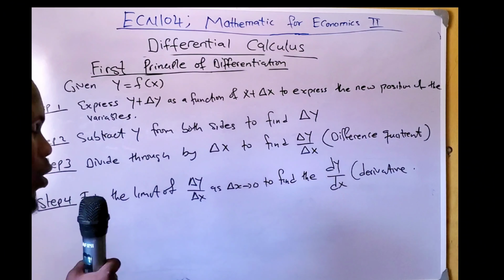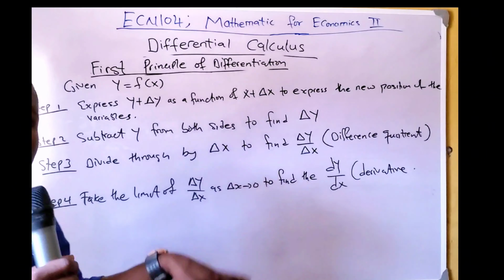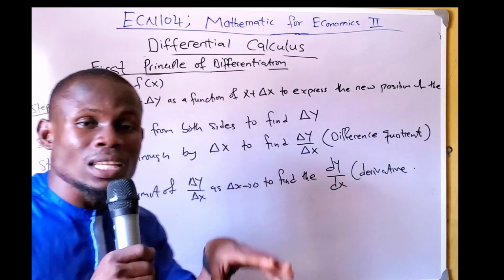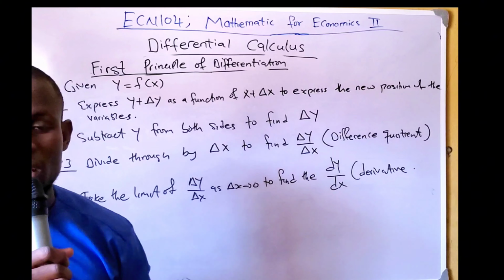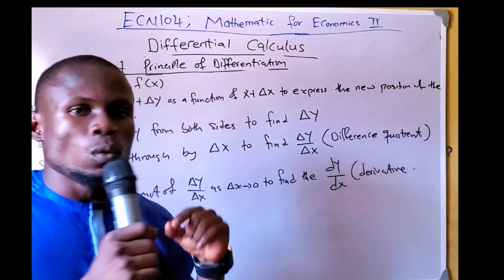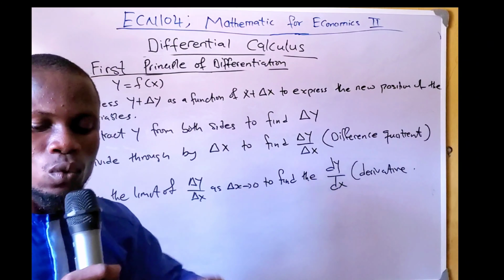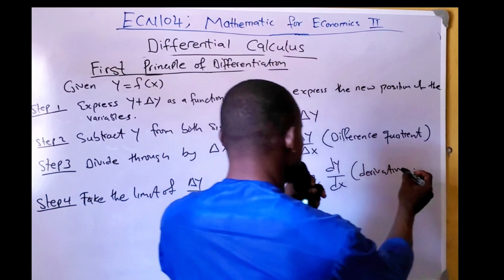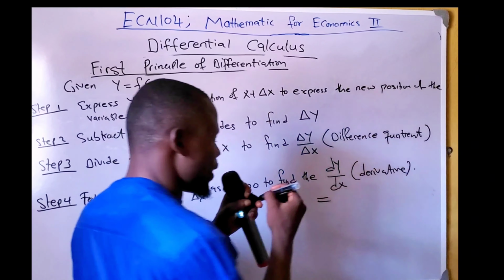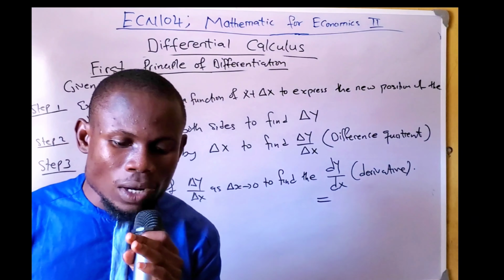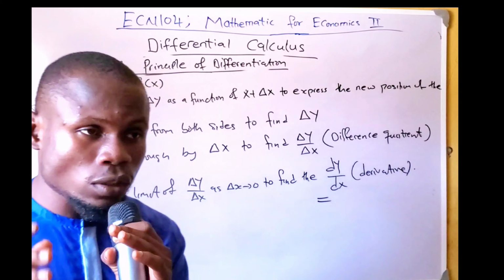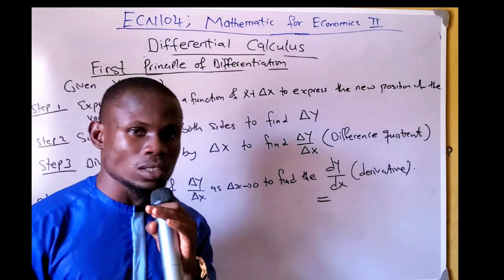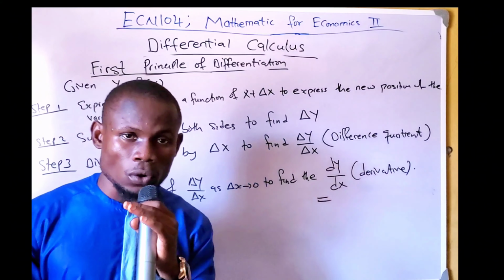After we have gotten our difference quotient in step 3, the next thing we do in step 4 is take the limit of change in y over change in s as change in s tends to 0. That is, we take the limit of our difference quotient as change in s tends to 0. We do this to find dy/ds, which is the derivative we are asked to find, and this will be our final answer. So that's all about the derivative through the first principle. I will quickly take us through some examples to illustrate the derivative through the first principle.